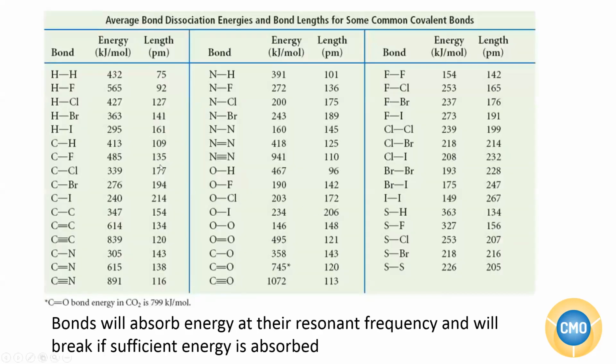So if we look at another table, which is looking at the covalent bonds, which is the bonds between different atoms. Again, it's looking at the energy of these bonds and also the length of the bonds. And this is also what helps to determine the frequency and the wavelength of the energy that's emitted from molecules and from atoms as well.